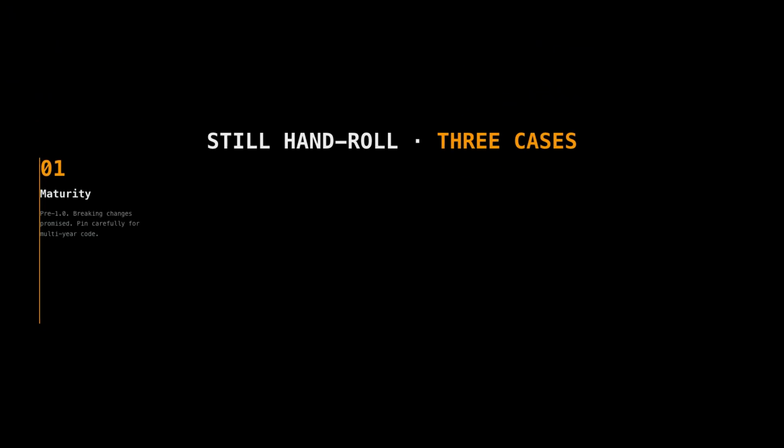Here is the part nobody in the first-look videos tells you. I would still hand-roll in 3 situations. First, maturity. Topcoat is pre-1.0 and the maintainers promise breaking changes. If you are building something you will still be maintaining in 2 years, you are signing up for migration churn. Pin carefully and expect to reread the changelog.